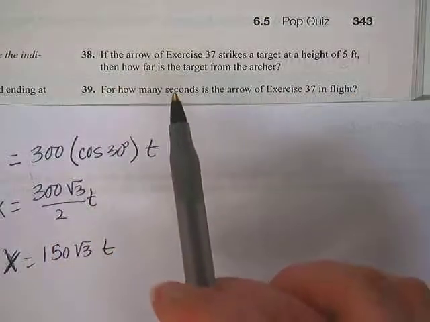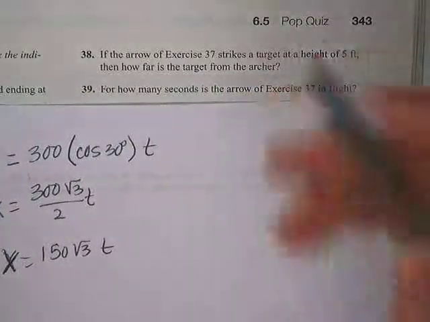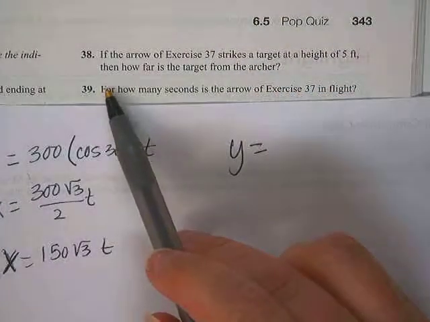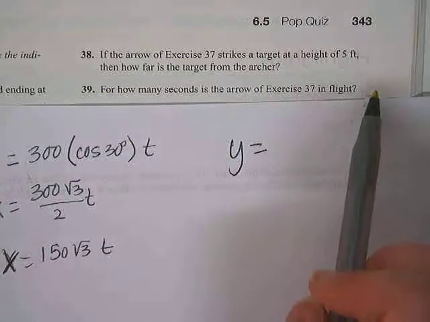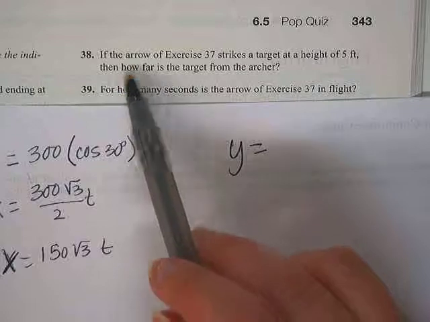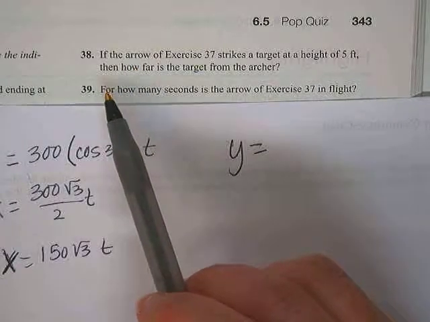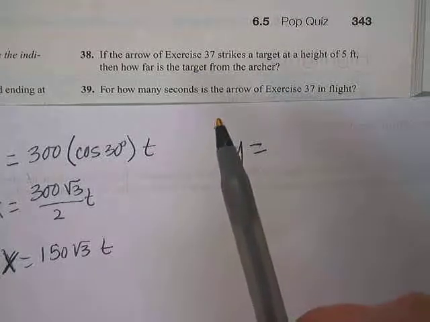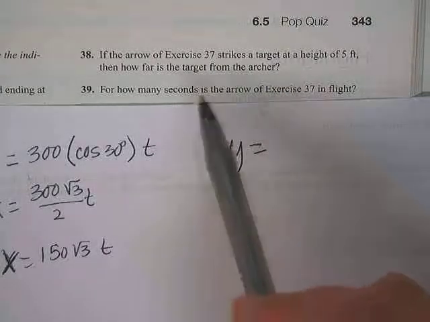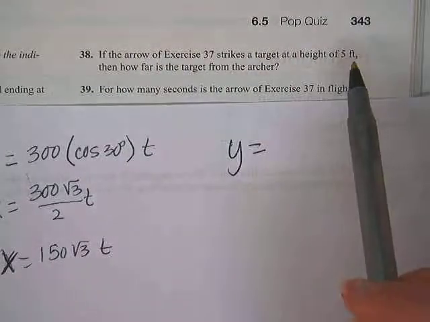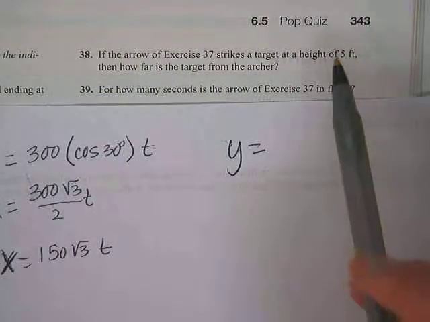Okay, for how many seconds is the arrow of exercise 37 in flight? That would also require the y equation, because you would be saying how many seconds is it in flight. Again, that's kind of a weird order to put these questions in, because in my opinion, you need the answer to 39 in order to do problem 38, which is what we just talked about.